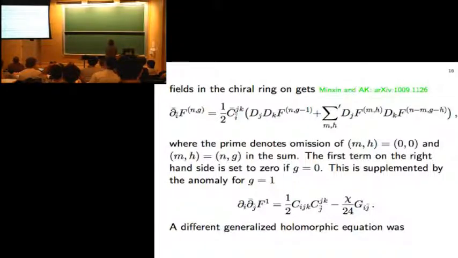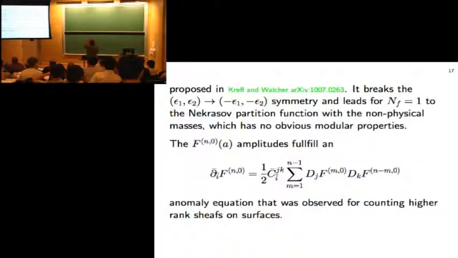But the downside of this is that this has no obvious modular property. So if you deal with it, then you really have to make this shift in order to see the modular properties. You see also that this F^(n,0), this amplitude, fulfills a simpler holomorphic anomaly equation, just before the first term on the right-hand side vanishes. And this is very reminiscent of anomaly equations that count higher rank sheaves on surfaces. So that's something that maybe should be explored.